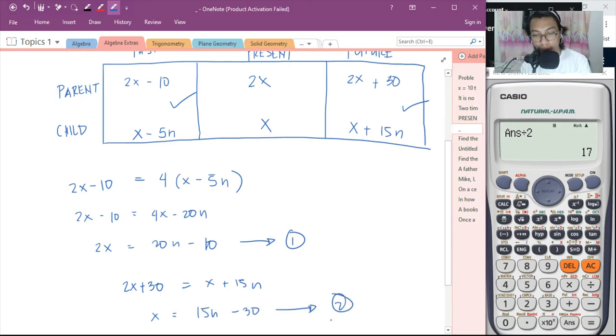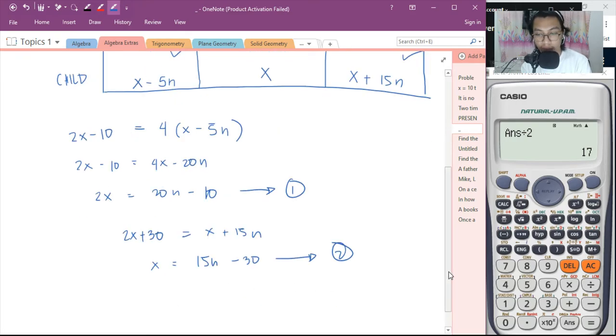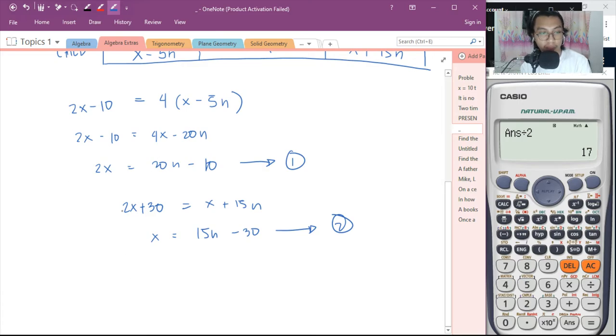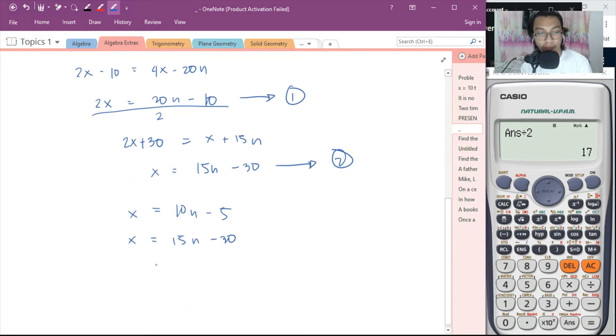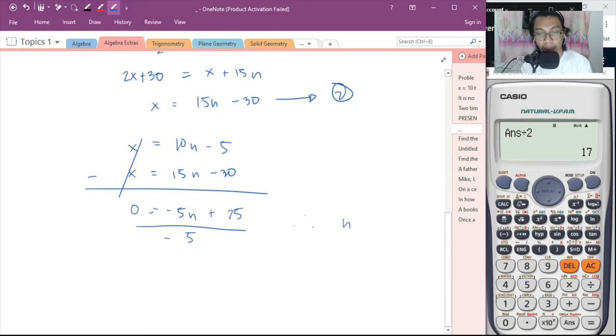This is second equation. Now, anong pinakamabisa dito? Pwede naman po na ito simplify ko na. Divide ko nang to lahat. O, pwede yan. That will be, equate natin ha. X equal to 10n minus 5. Ito naman. X equal to 15n minus 30. O, minus na natin dalawa. Cancel na to. 10 minus 15, I think that is negative 5n plus 25 equal to 0. Divide na lang natin both sides by 5 or negative 5. Therefore, n will be 5. 5 yung anak nila.